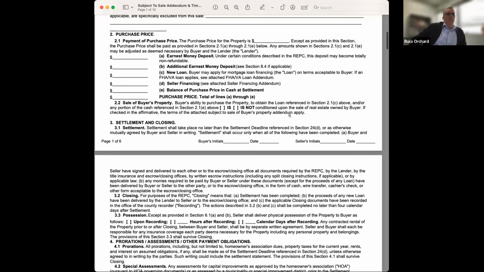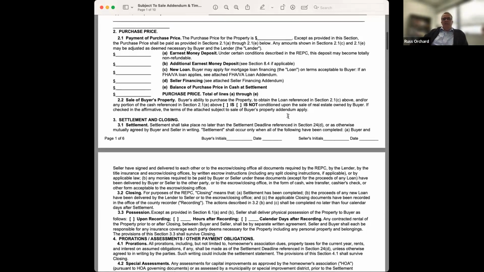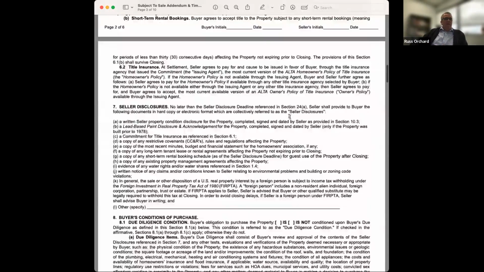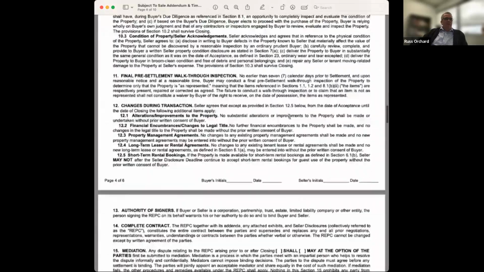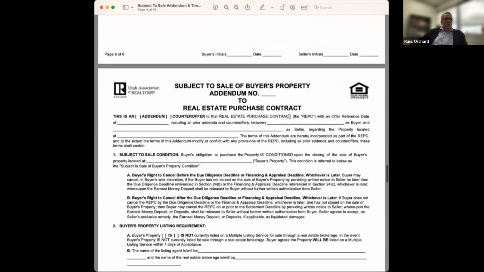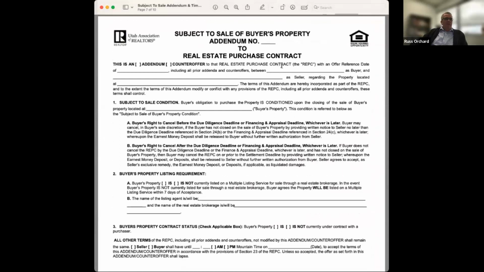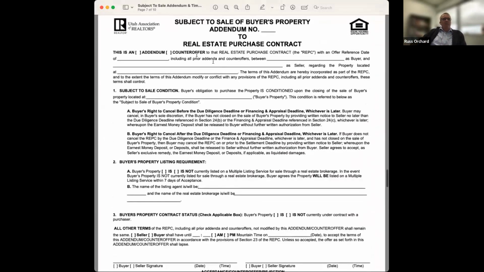So let's go to that addendum and feel free to unmute and stop me if you have a question along the way as we're hitting on any of this stuff. But I'm going to scroll down here to the subject to the sale of the buyer's property addendum. So we would put this as probably addendum number 1, unless you were doing an FHA or whatever, and then it could be 1 or 2, and the FHA could be 1 or 2. But you're going to number the addendum here and then fill out all the top information like you typically would.